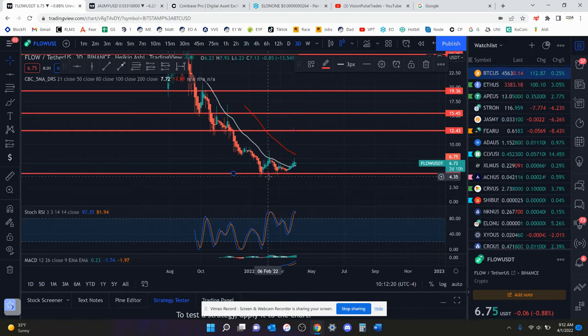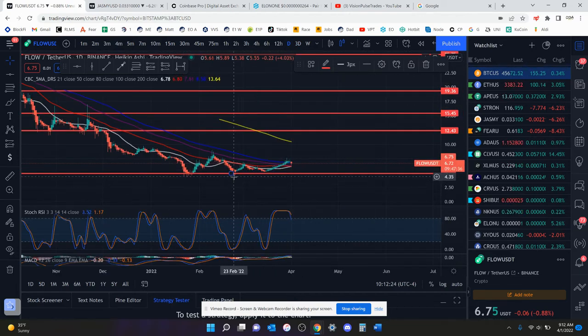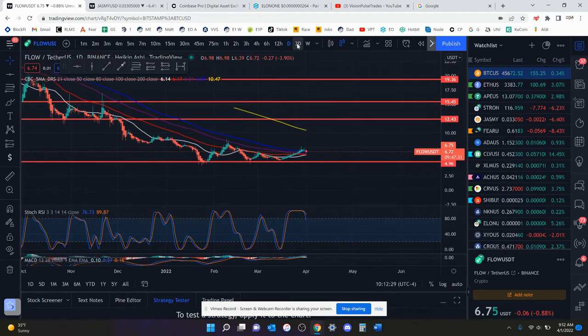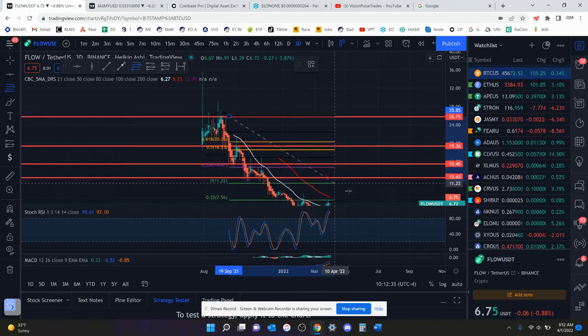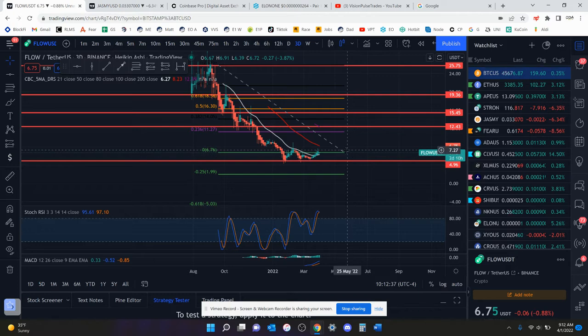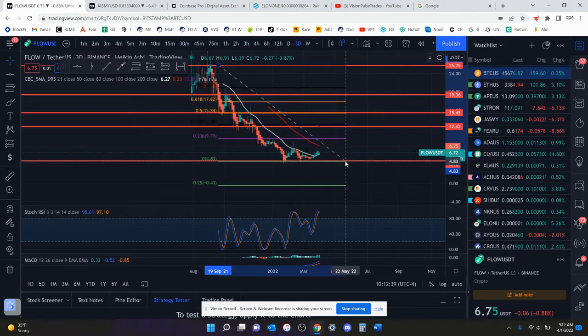You did have a wick to 4.35, but did you ever close a daily candle below? I don't think you even closed a daily candle below $5. So if I go back to the 3-day chart, I'm going to do the fibs from the top to bottom without using the ridiculous wicks. I'd pretty much do it from $26 all the way down to about $5. We'll do it $5 even.